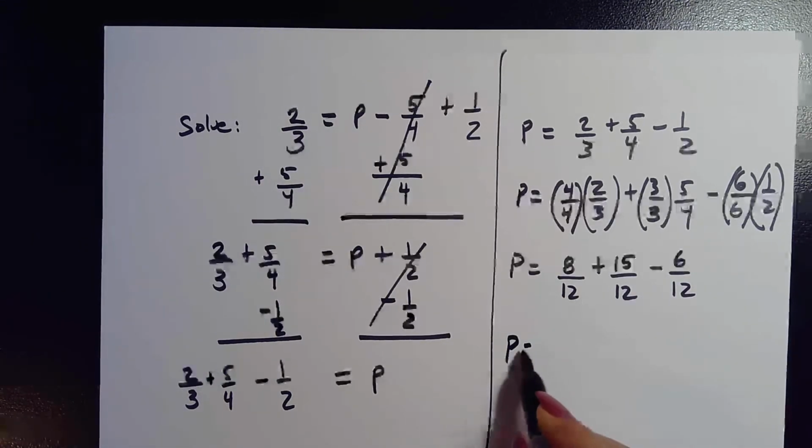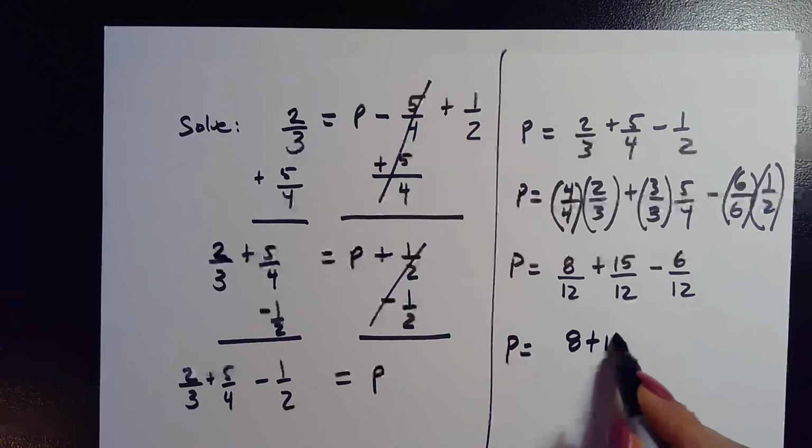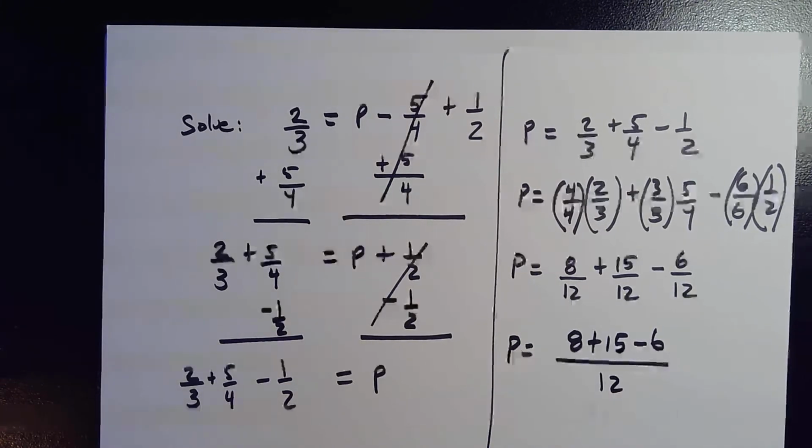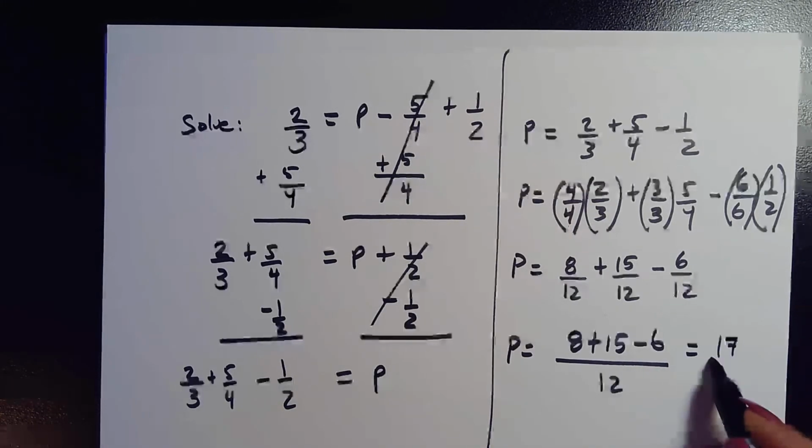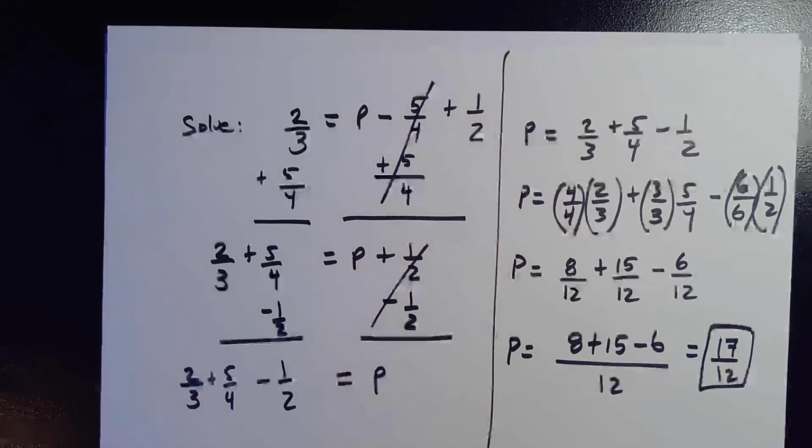And then you can write 8 plus 15 minus 6 all over 12. And so when you have 8 plus 15, it's going to be 23, right? And then minus 6 is going to give us 17. So you get 17 over 12 as the answer. Okay? And so that's how you solve an equation that has more than two fractions, here we consider 3 fractions. Okay? And so that's section 2.1.